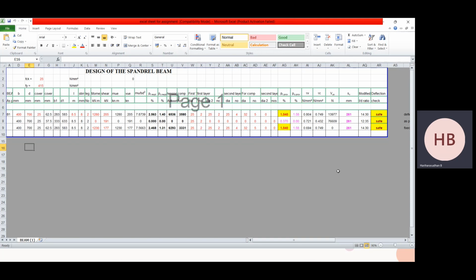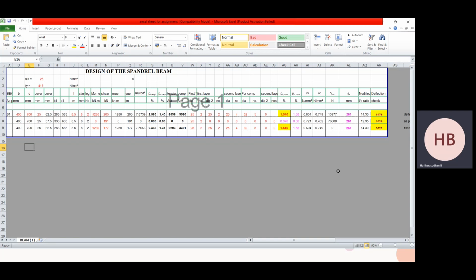In the middle we have taken nothing, but at the end support we have taken 25 mm diameter, 4 numbers of bars. And then for compression we have taken 32 mm diameter, 5 numbers of bars, and in the middle none is given, and at the end we have given 32 mm, 5 numbers of bars. In the second layer, no reinforcement has been provided. Then the Pt provided and the Pc provided are calculated.